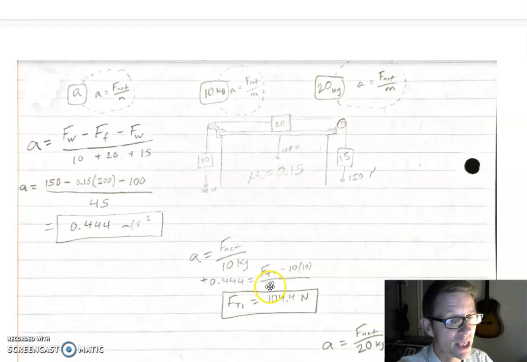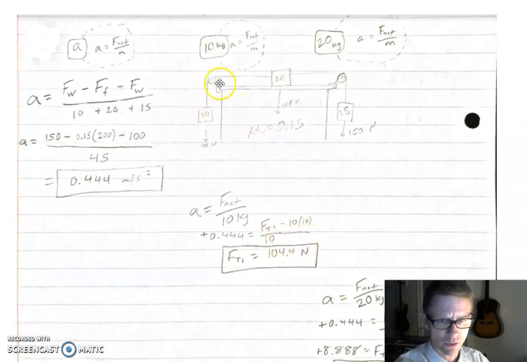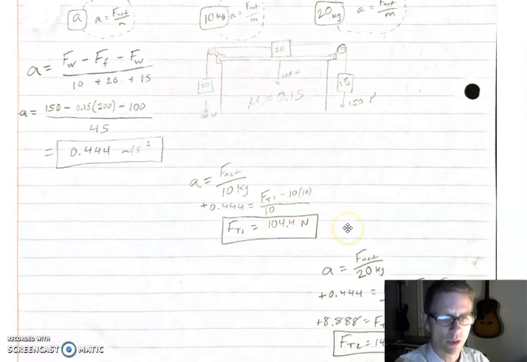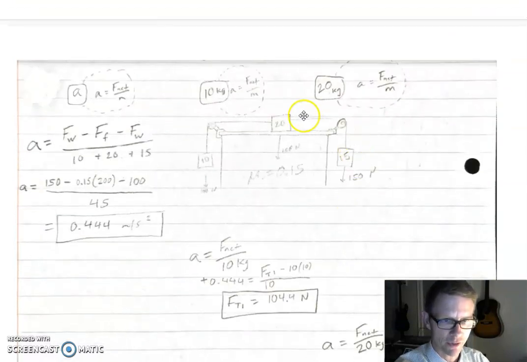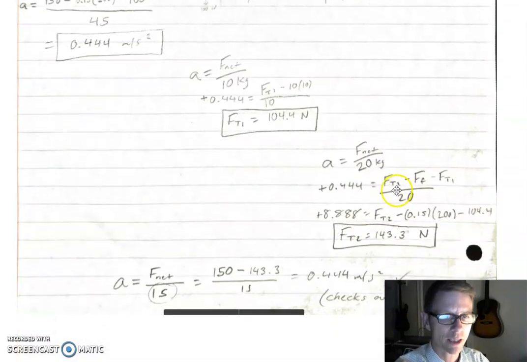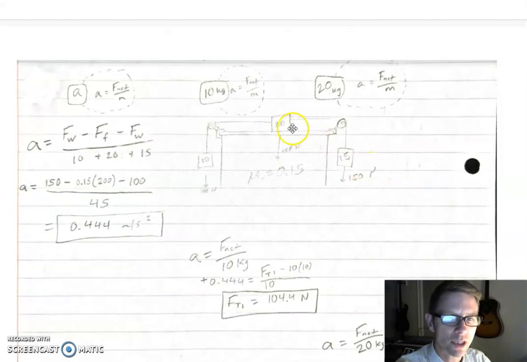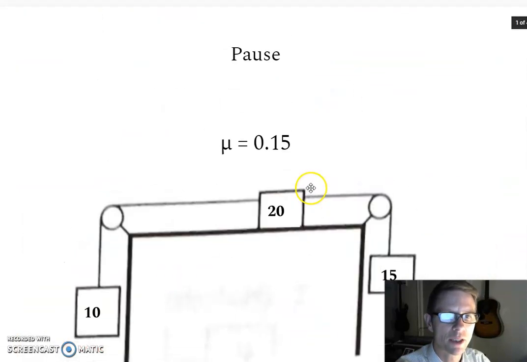Divided by the mass of 10, solve for the equation with 10, 104.4 newtons is that tension. You can check that out. Do the math and you'll see that if you do tension minus weight for this block, you get 0.44 as the acceleration. Now I shift my attention to the 20 kilogram block, F net over m. Tension minus the friction minus the other tension. Look at this. Look back up here. Tension here minus the friction minus this other tension.